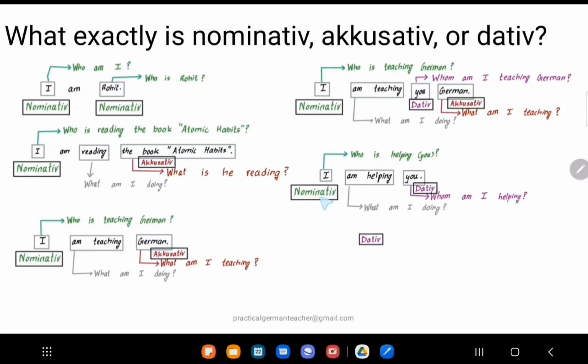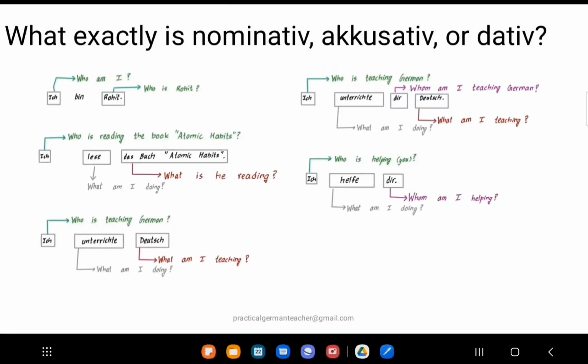I am helping you. Who is helping you? I, that's why I is in nominative case. You: whom am I helping, or whom are you helping? Because of "whom", that's why dative case. Then, I am teaching you German. So I is again in nominative case. Who is teaching German? What am I teaching? German. I'm teaching German, that's why accusative. Then this one over here, you: whom am I teaching German, or whom are you teaching German? That's why it is in dative case.